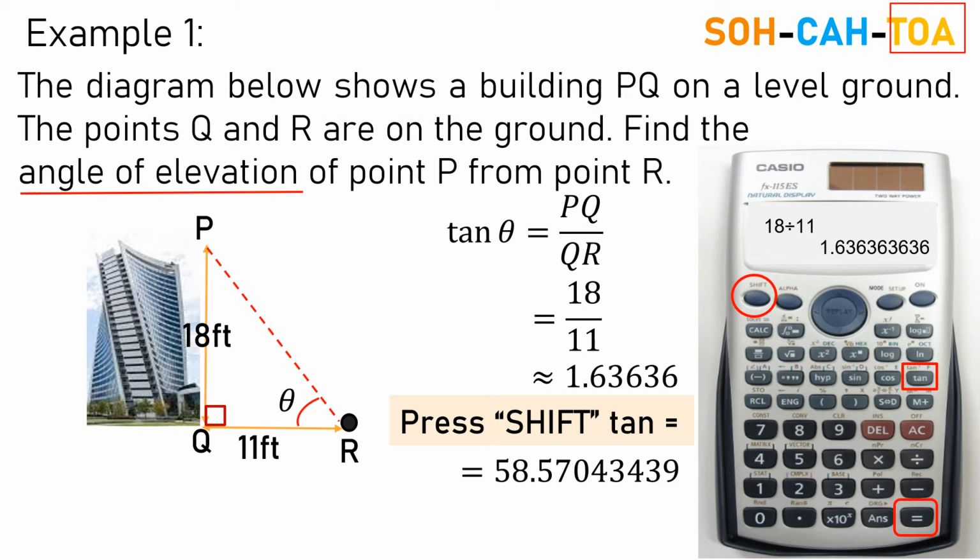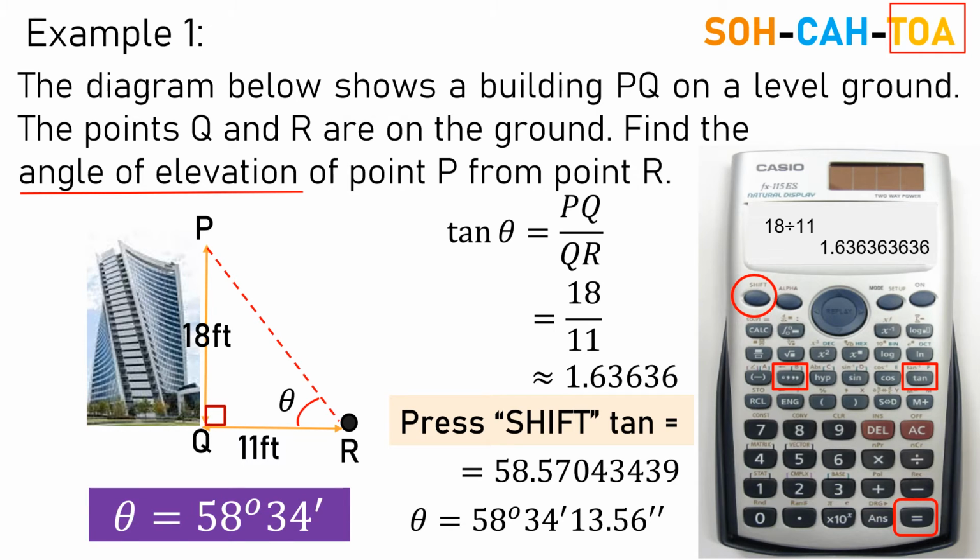So it would be equal to 58.5704 and so on and so forth. Then press this one, it would be equal to 58 degrees 34 minutes 13.56 seconds. Rounding off, we get the measure of the angle is equal to 58 degrees 34 minutes.